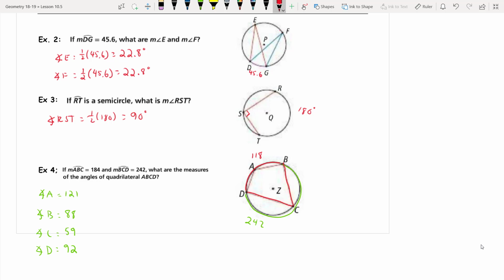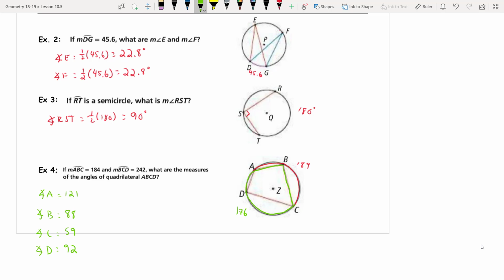And we're going to do the same process for my other arc. They gave me that arc ABC right here, which is the intercepted arc of angle D. They told me that was 184. So when I cut that in half, I get 92. And that leaves only this portion here, ADC, which if we do 360 minus 184, we get 176, and that is angle B's intercepted arc. So we cut that in half, and we get 88 as our final answer.